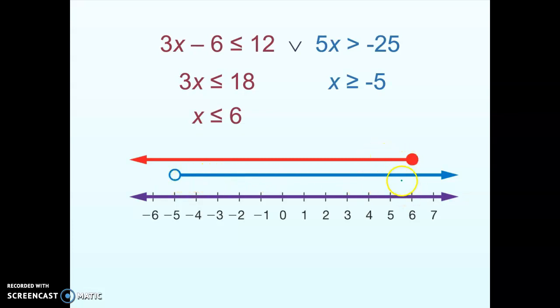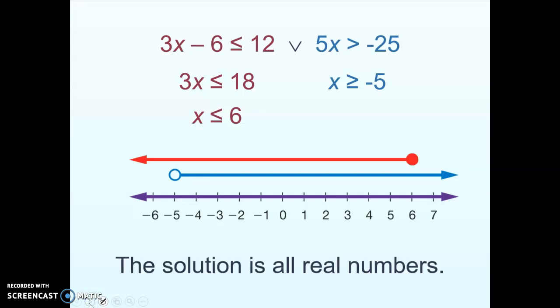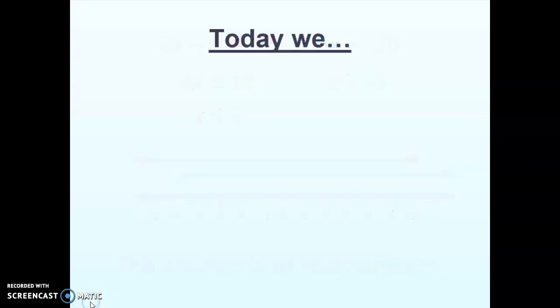If we were to take these two lines, the red and the blue line, and put them both on top of the number line, you would see that the red line would cover everything from 6 to the left and keep on going for infinity, and the blue line would cover everything from negative 4.99 to the right and keep on going to infinity. But together, those two lines cover the entire number line, from positive infinity to negative infinity. And so our solution is all real numbers. That no matter what number we choose, it will work for one or the other. It doesn't have to work for both. It just has to work for one or the other in a disjunction.